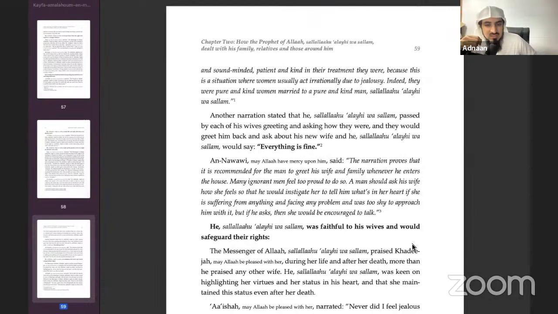Nawawi rahimahullah says, the narration proves that it is recommended for the man to greet his wife and family whenever he enters the house. Many ignorant men feel too proud to do so. A man should ask his wife how she feels, so that he would instigate her to tell him what's in her heart if she is suffering from anything and facing any problems and was too shy to approach him with it. But if he asks, then she would be encouraged to talk.